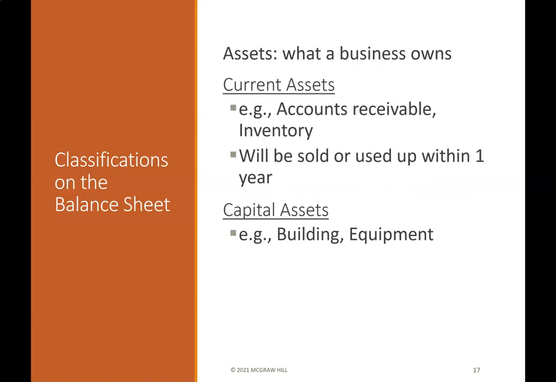Classifications on the balance sheet. Assets, what a business owns. Current assets, for example, accounts receivable, inventory, will be sold or used up within 1 year. Capital assets, for example, building equipment.